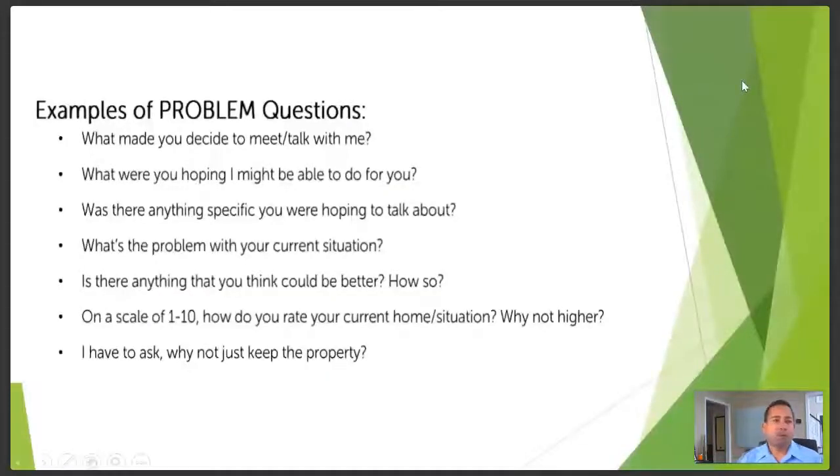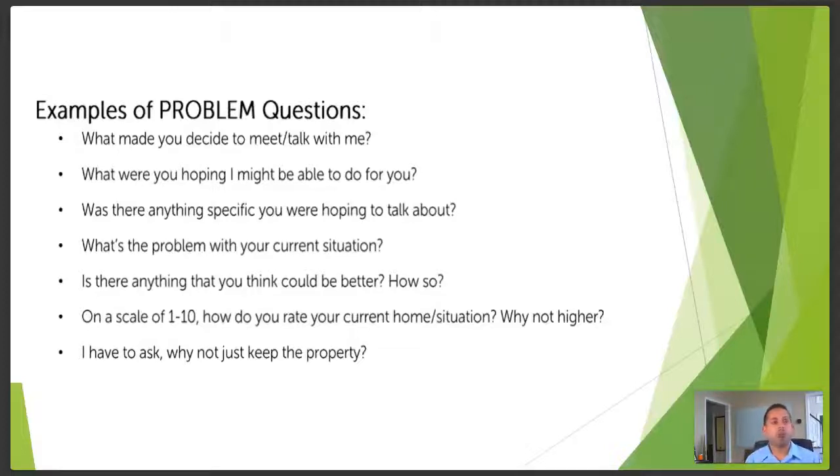So those are some examples of what you might do there. Was there anything specific that you were hoping we talked about? Yes, I was hoping you can tell me how you might be able to buy this property. Well, great. We'll definitely be able to talk about that. What were you hoping that I might be able to do for you? I was hoping that you can buy this property and close quickly. That's question 2. And close quickly.